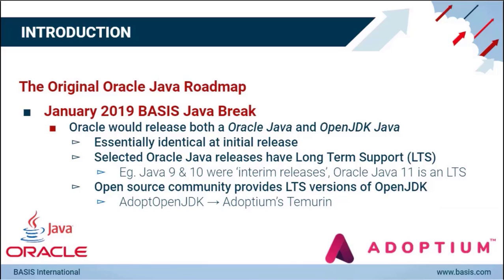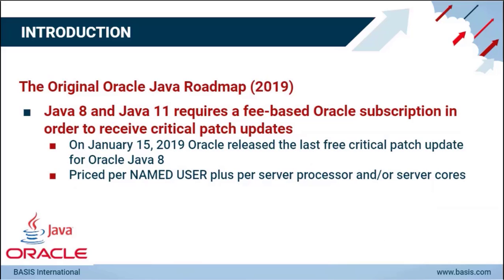Back in January of 2019, Basis presented the original Oracle Java roadmap in a Java break. At the time, Oracle stated it would release both Oracle Java and OpenJDK Java, which were essentially identical at release time. The roadmap included interim and then long-term support releases, while the open source community provided long-term support versions of OpenJDK. Along the way, there was a name change on the open source product to Adoptium's Temurin.